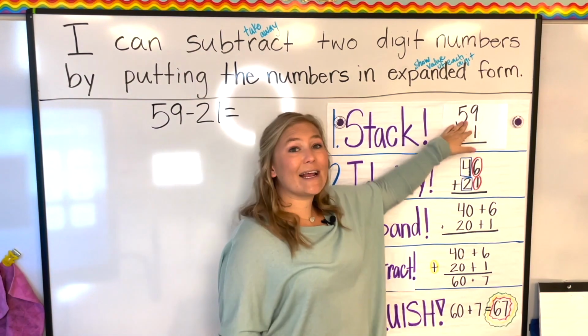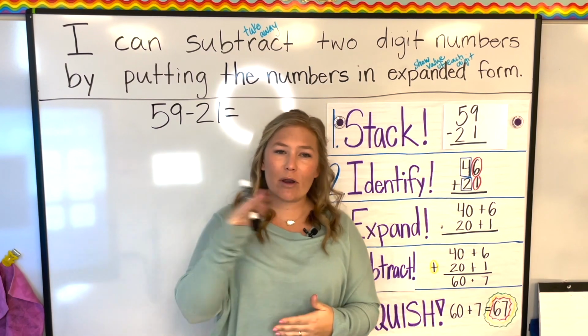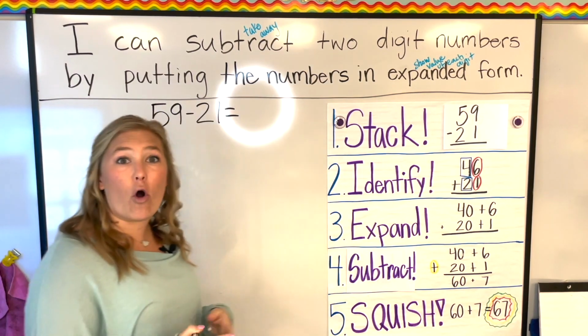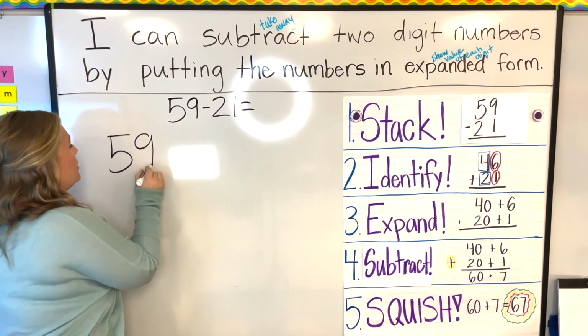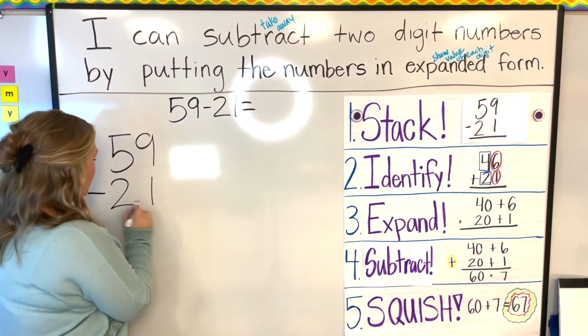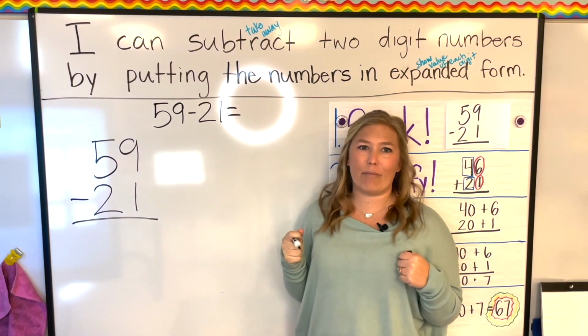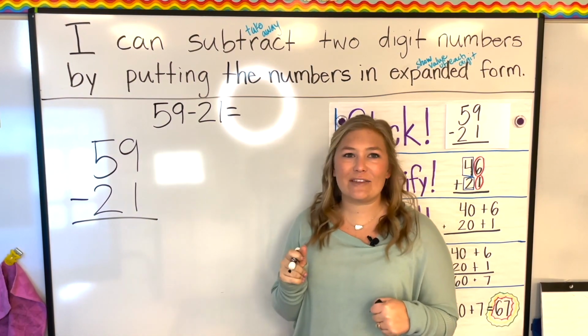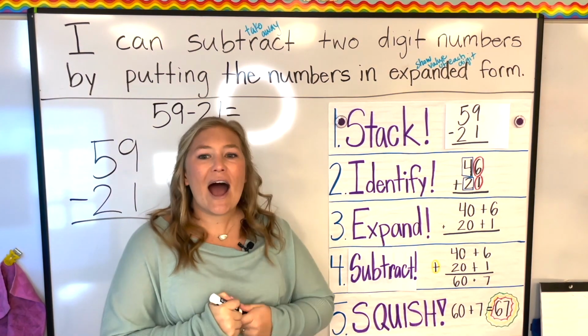And we notice that that bigger number is on top. When we are stacking up our subtraction problem with 2 numbers, we want to make sure that that bigger number is always on top. We can't take away from a smaller number. So we have to make sure we start out strong in our problem. Starting out strong means starting out with that big number on top. So we have 59 minus 21. Step 1, done.